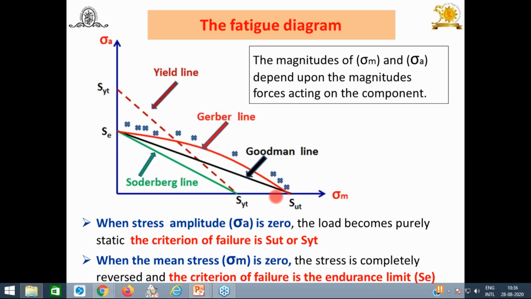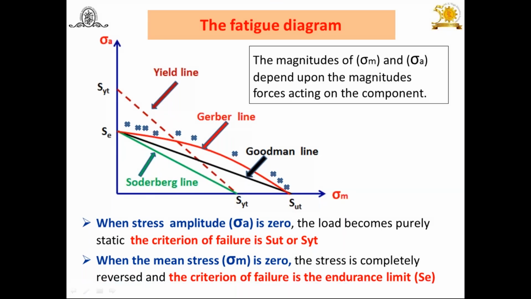These three lines play an important role while designing a component subjected to fluctuating load or fluctuating stresses. Out of these three lines, which one is best suited, we are going to decide and study during today's session. Now look at this diagram. I hope you understand the diagram and how to construct sigma mean.